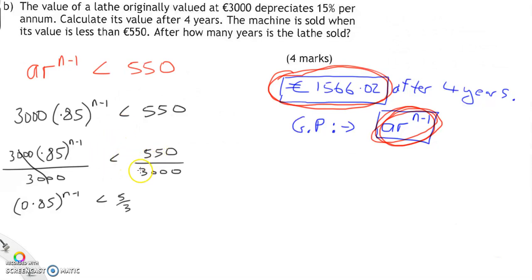Oh, sorry, that's 550. So we have 550 divided by 3000. We get 11 over 60, which we can leave as 11 over 60 actually. Makes things handier than dealing with recurring decimals, right? So what did I get there? 11 over 60. Now what are we going to do? 0.85 to the power of n minus 1 is less than 11 over 60.